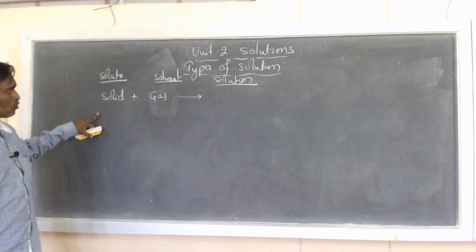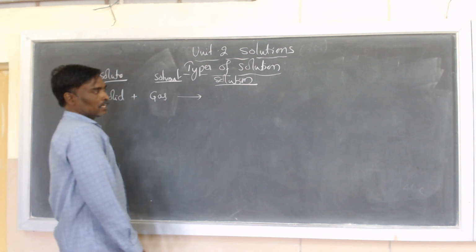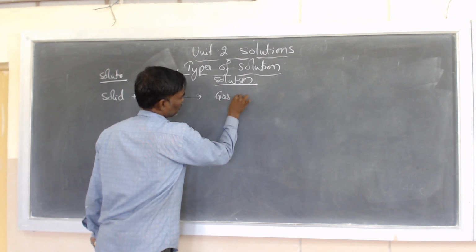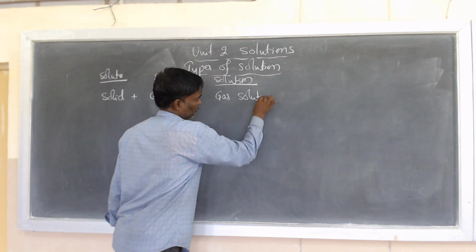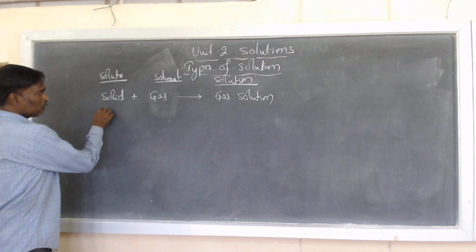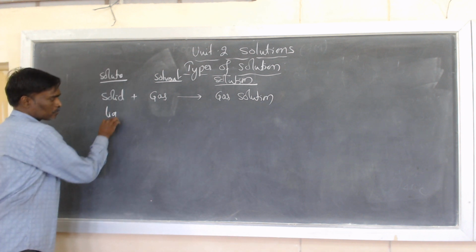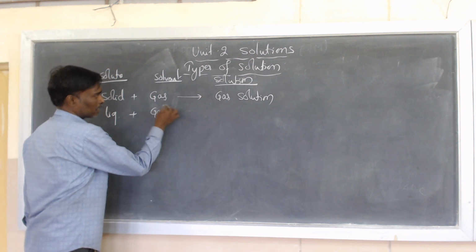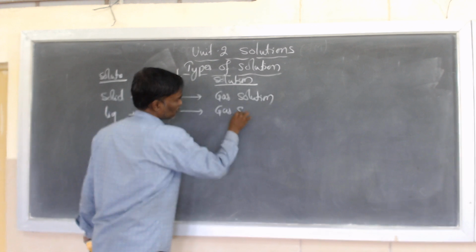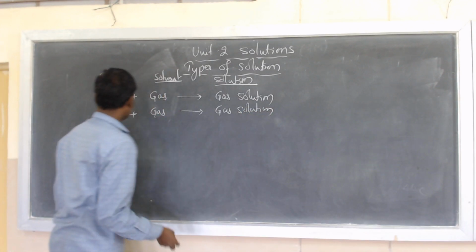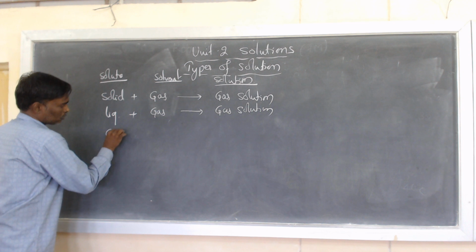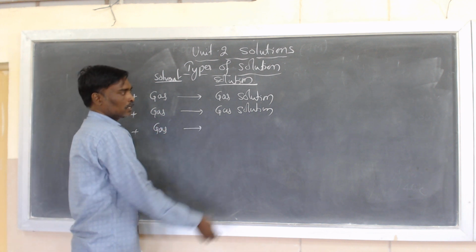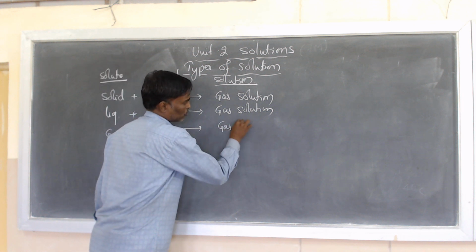If the solute is a solid and the solvent is a gas, then the solution formed we call a gas solution. Similarly, if the solute is a liquid and the solvent is a gas, it also gives a gas solution. And if the solute is also a gas and the solvent is also a gas, then it also forms a gas solution.